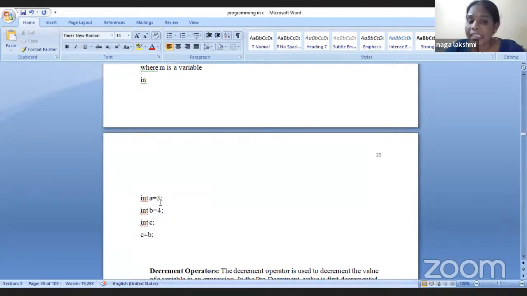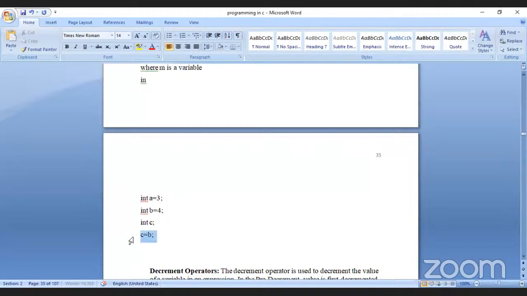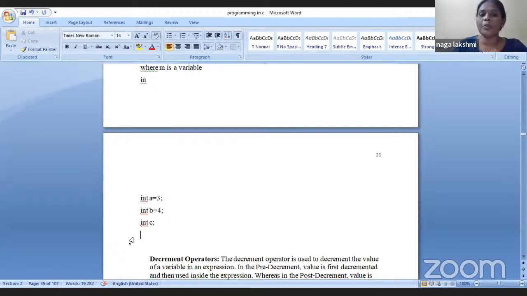So I have written int a equal to 3 in one line, int b equal to 4 in the other line, int c. All are of the same data type, and I have declared them one after the other. I cannot say it is wrong. But what you have to understand here is that more number of lines occupies more space in the memory. More space means again each and every line the compiler has to move. It is a time taking process. When you are writing more lines, it is going to take much time also.